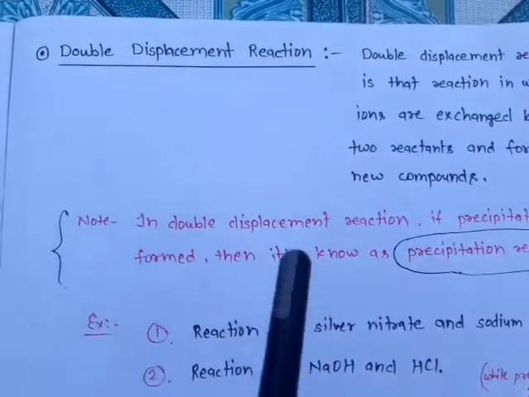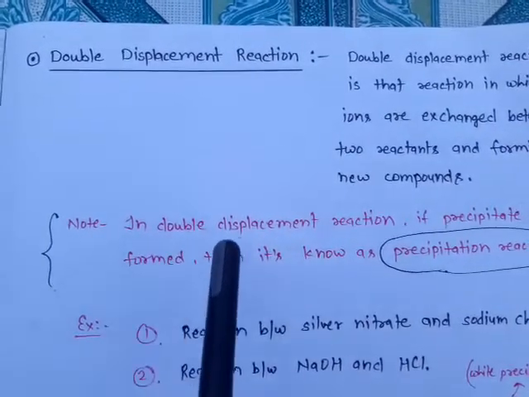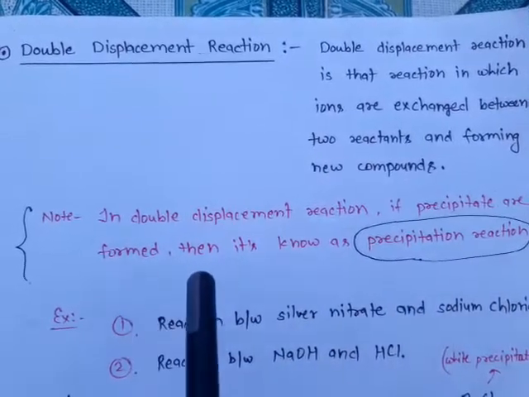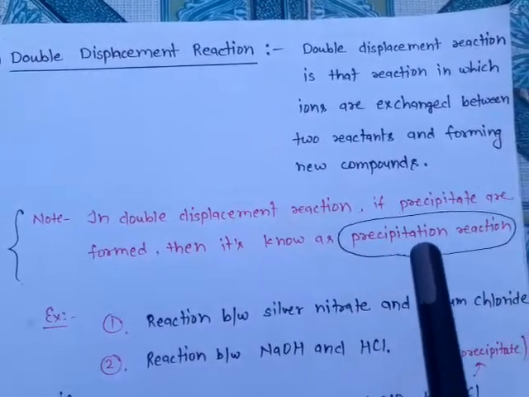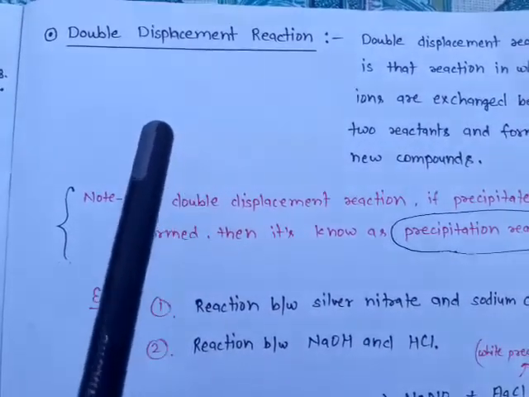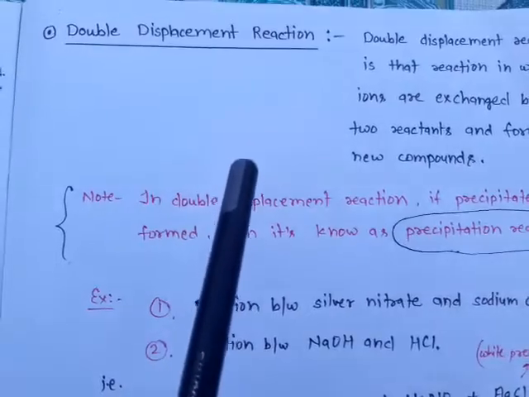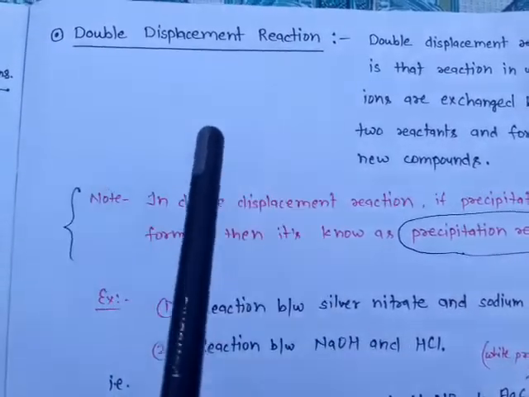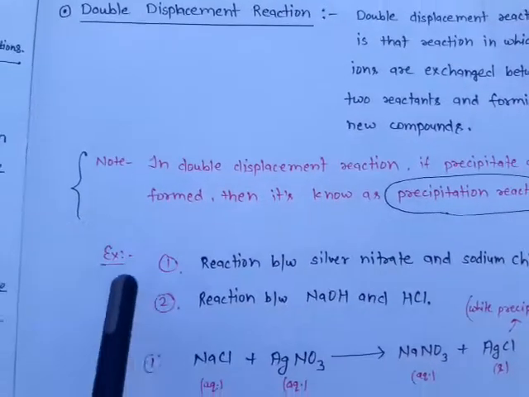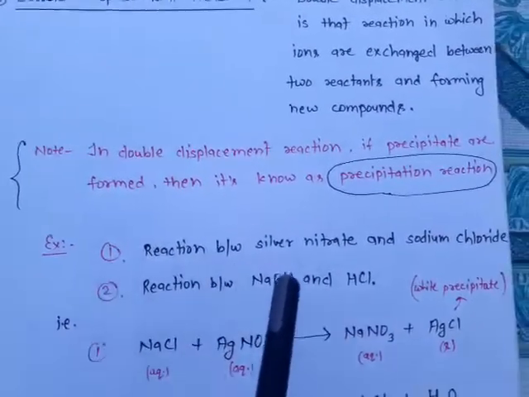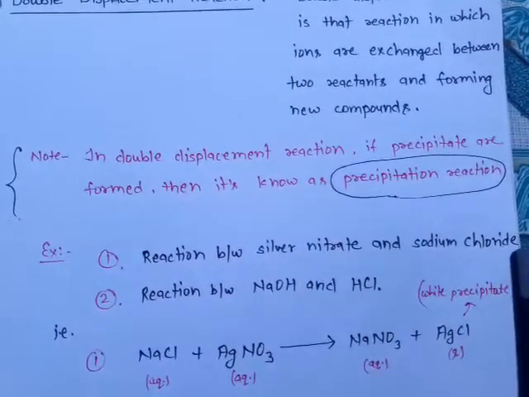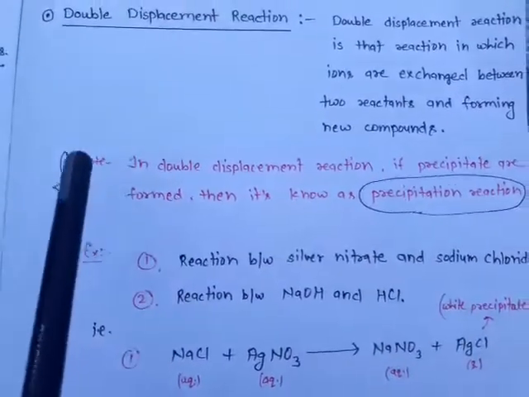One more point to note: in a double displacement reaction, if a precipitate is formed, then it is known as a precipitation reaction. That means in a double displacement reaction, if any type of precipitate is formed, then that reaction is said to be a precipitation reaction. Examples of double displacement reaction are given below. The reaction between silver nitrate and sodium chloride is an example of a double displacement reaction.